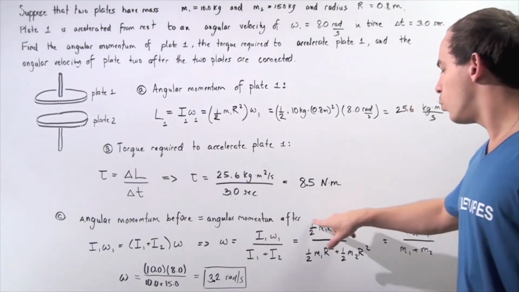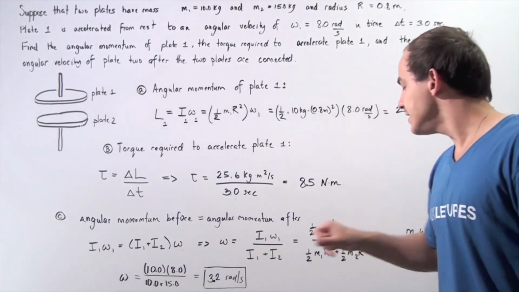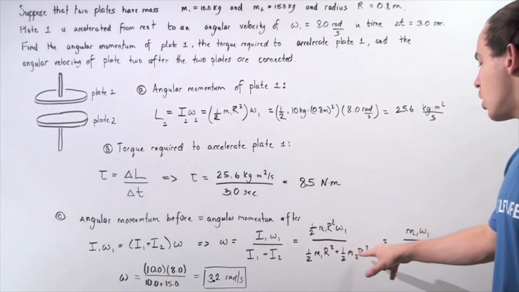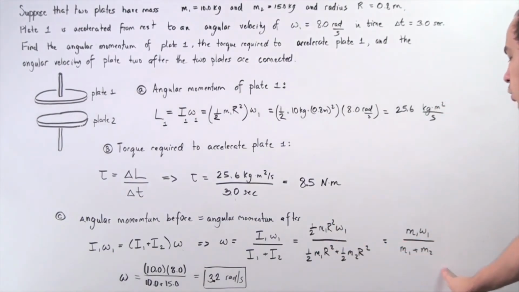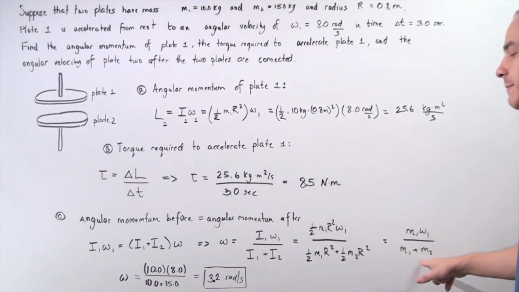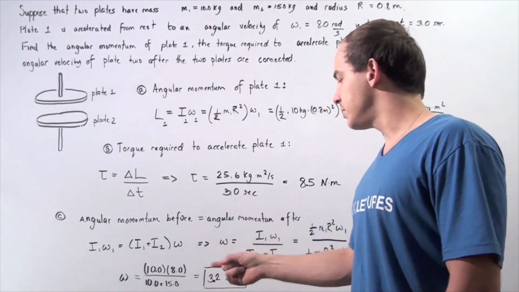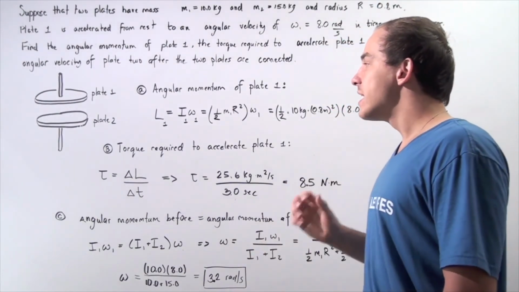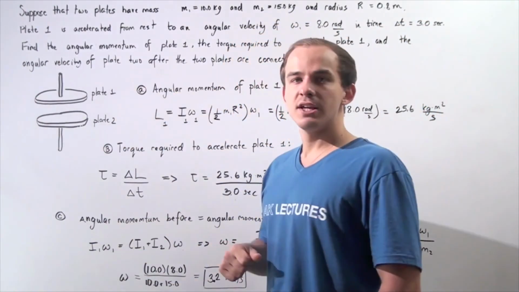We get the following result, and let's plug in our values for I. So I1 is 1/2 m1 r squared, multiplied by omega 1. I2 is 1/2 m2 r squared. Notice the halves cancel and the r's cancel, and we're left with the following result: m1 multiplied by omega 1 divided by m1 plus m2. So we plug in our values: 10 multiplied by 8 divided by 10 plus 15 gives us about 3.2 radians per second, which is the angular velocity of our system of two plates after we connect the two plates.